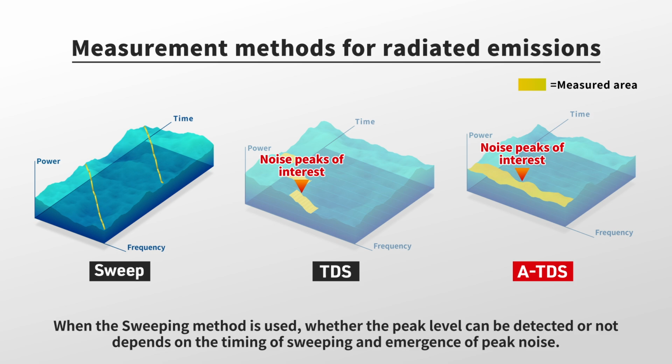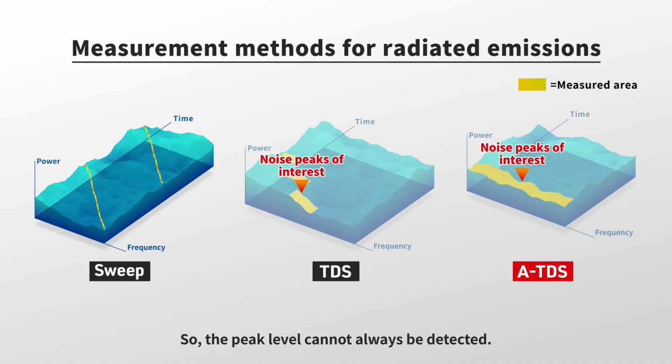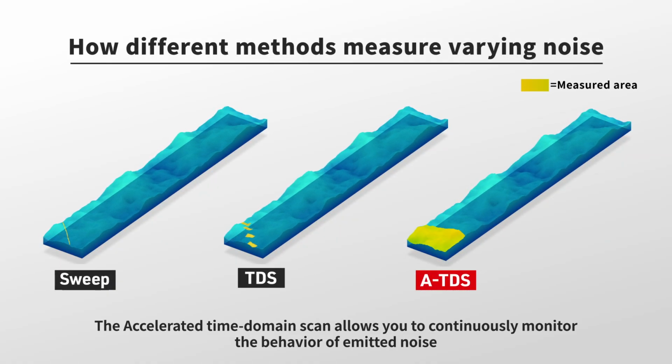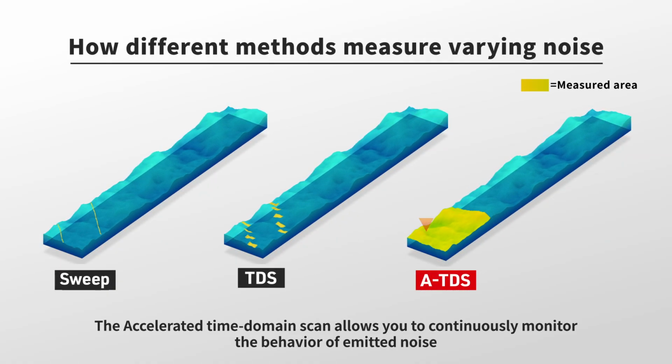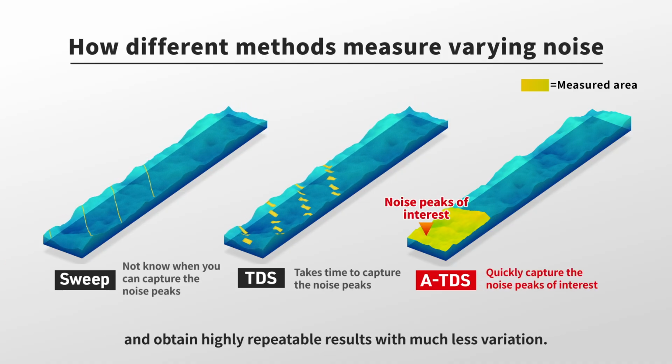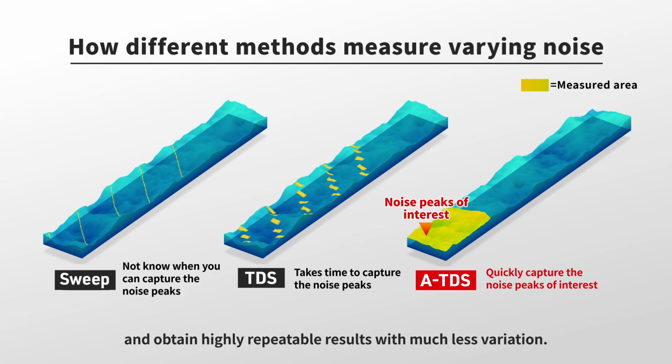When the sweeping method is used, whether the peak level can be detected or not depends on the timing of sweeping and emergence of peak noise, so the peak level cannot always be detected. The accelerated time domain scan allows you to continuously monitor the behavior of emitted noise and obtain highly repeatable results with much less variation.